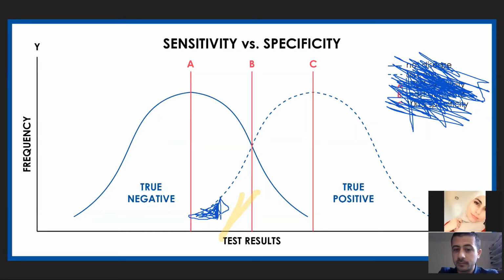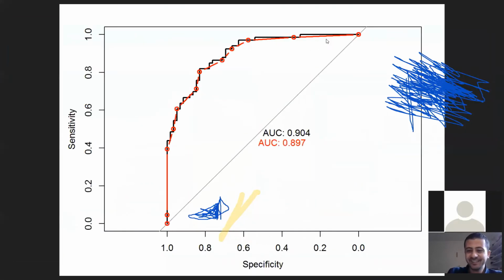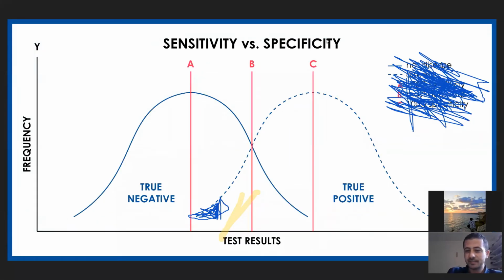False positive. Take your time and give me any other option. Can I change my mind? False negative?